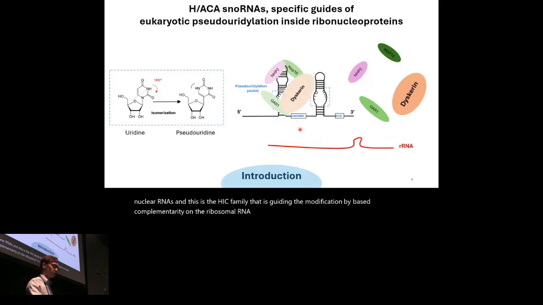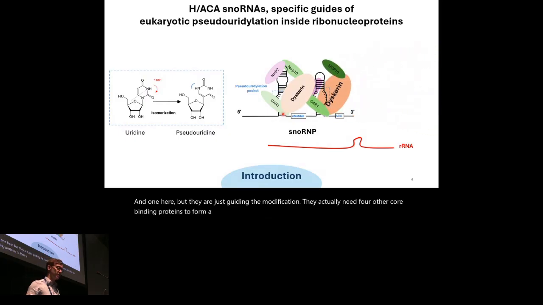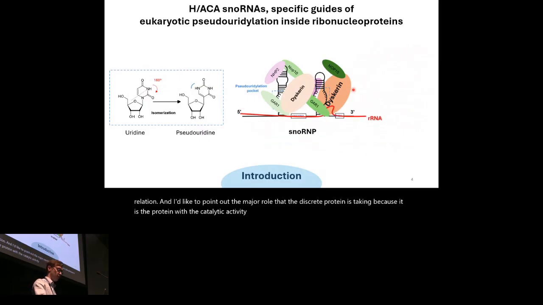So H/ACA are called after those two motif boxes, H and ACA. And H/ACA snoRNAs are really structured. They host two pseudouridylation pockets, as you can see, one here and one here, but they are just guiding the modification. They actually need 4 other core binding proteins to form a snoRNP complex that will be able to perform the pseudouridylation. And I'd like to point out the major role that the dyskerin protein is taking, because it is the protein with the catalytic activity to perform the modification.